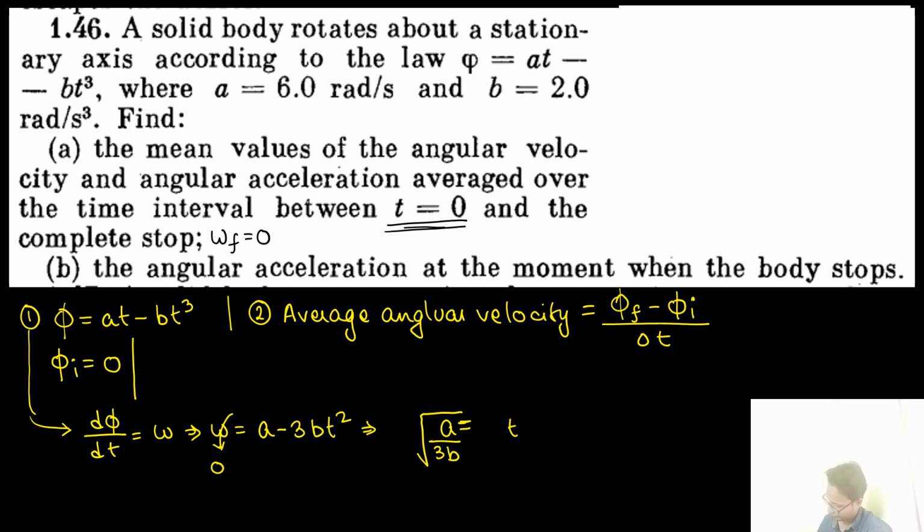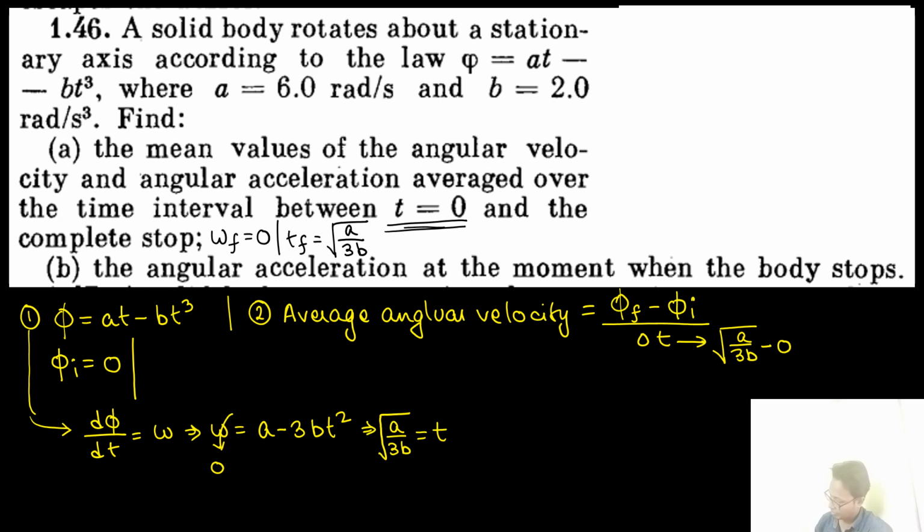So t is equal to under root of a by 3b. Now I find out the time at which the particle stops completely. So t final is equal to under root of a by 3b. Out here, time interval is nothing but under root of a by 3b minus 0, or t final minus t initial. Problem is, how do I find out the final angular displacement?